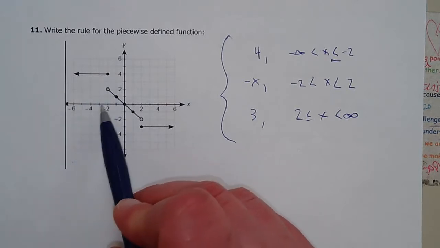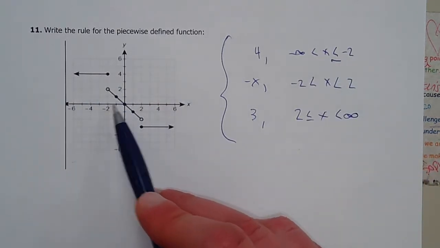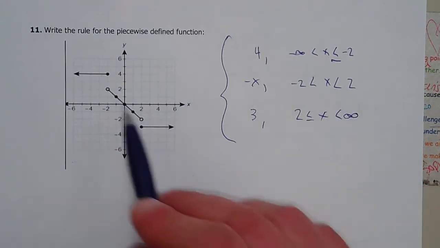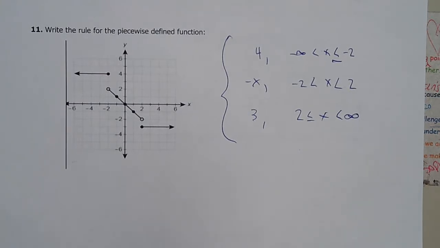The first one is from negative infinity to negative 2, including the negative 2. This one, negative 2 to 2, including neither of them because they're both open. And 2 on to infinity, including the 2. So again, just writing the piecewise function from the graph.